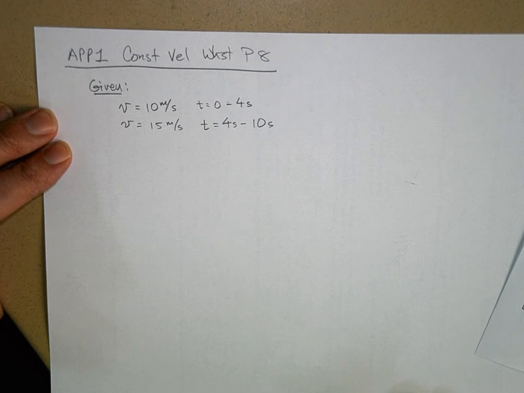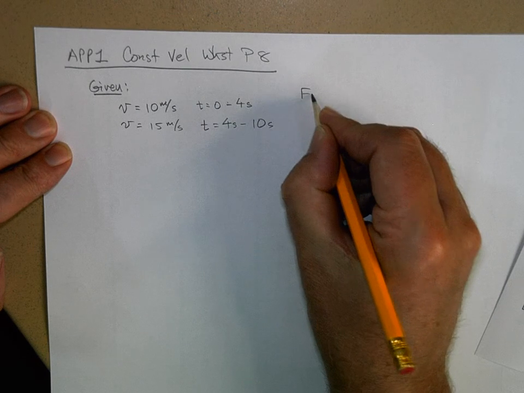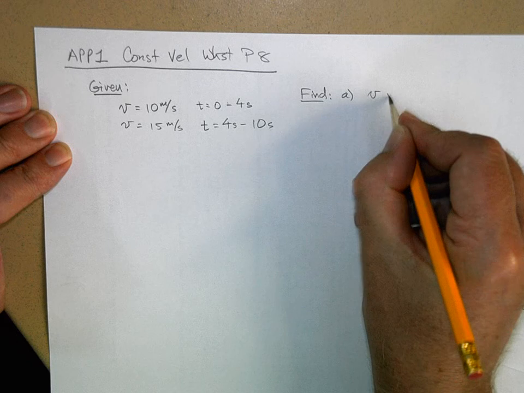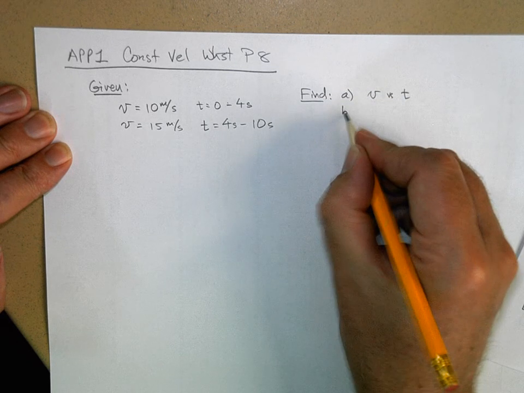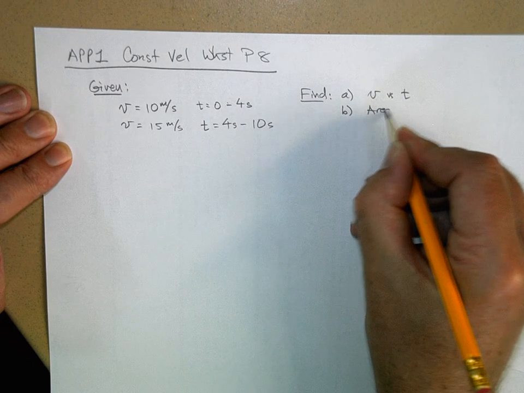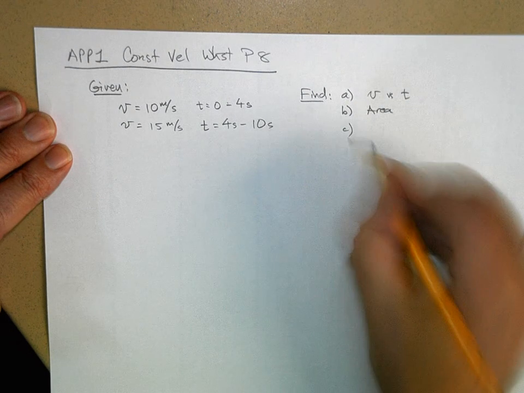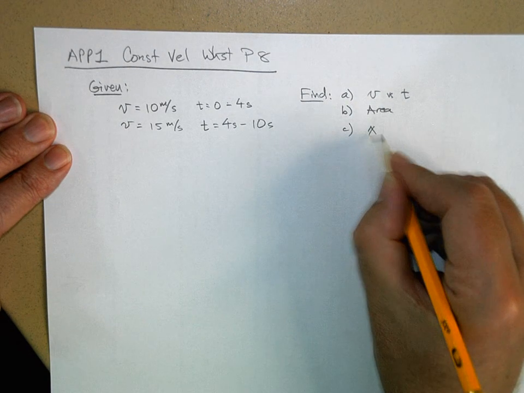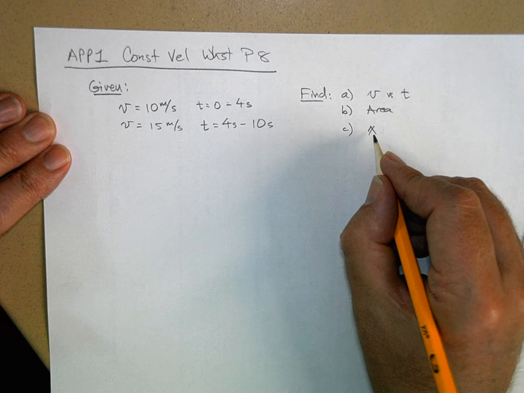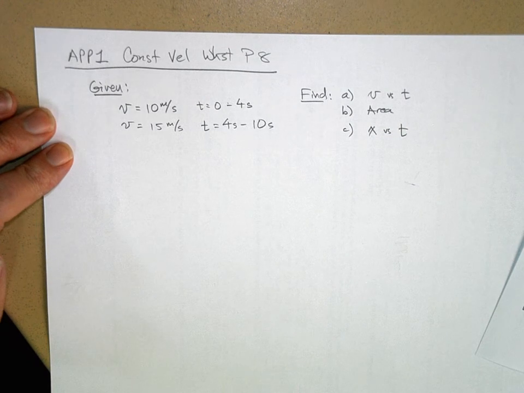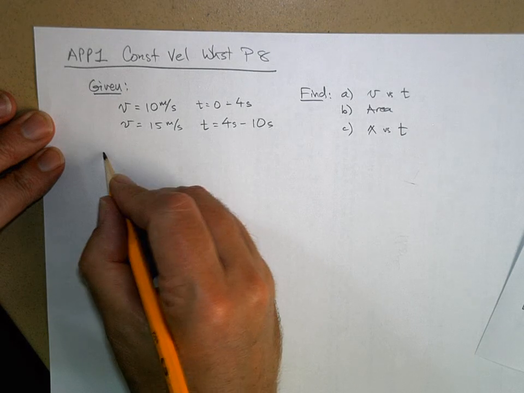And so we want to find A, we want to draw velocity versus time graph. B, we want to know what is the area underneath that graph, what does it represent? And C, we want to draw a position versus time graph for the motorcycle. Okay, now let's solve it.